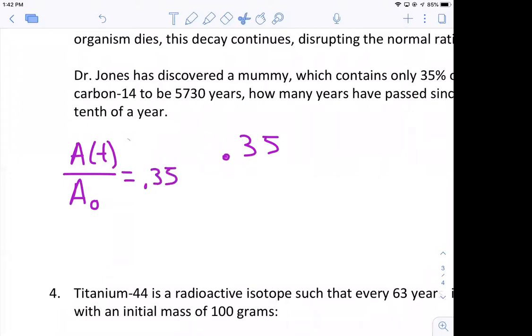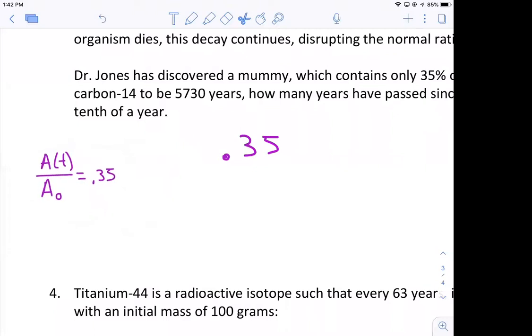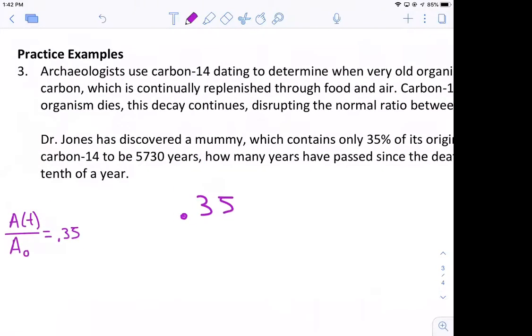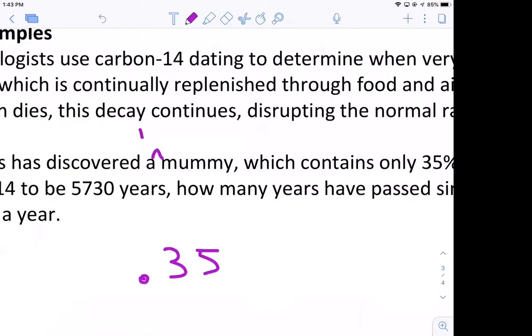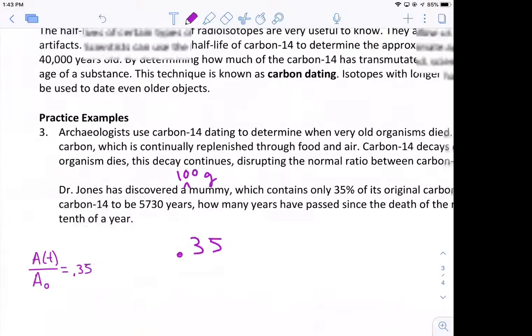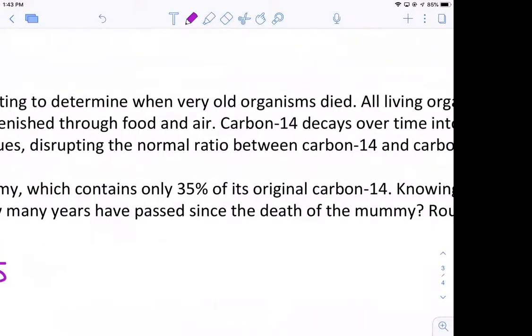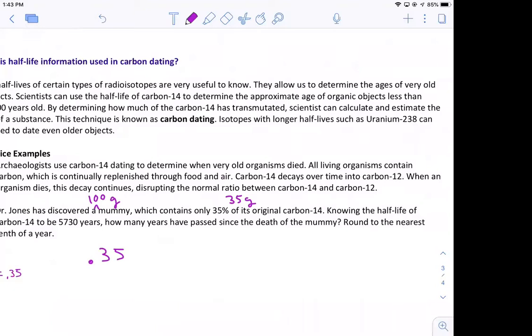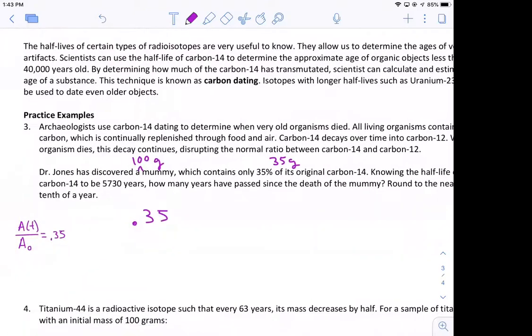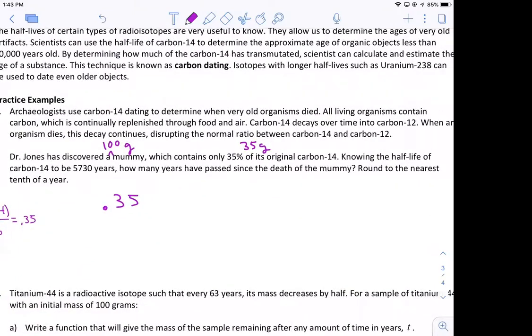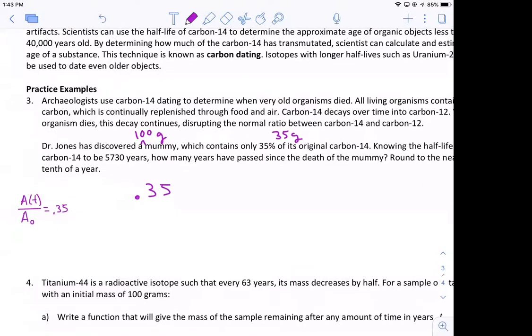If you don't like that, then just make up an original amount. You can say the mummy was 100 grams at the start, and then if only 35% is left over, then at the end, we're gonna have 35 grams. And you can plug those numbers into your equation, right? But once you do, 35 divided by 100, you're gonna get 0.35.